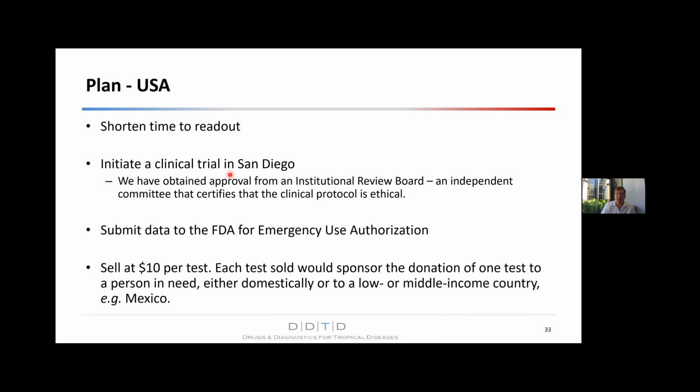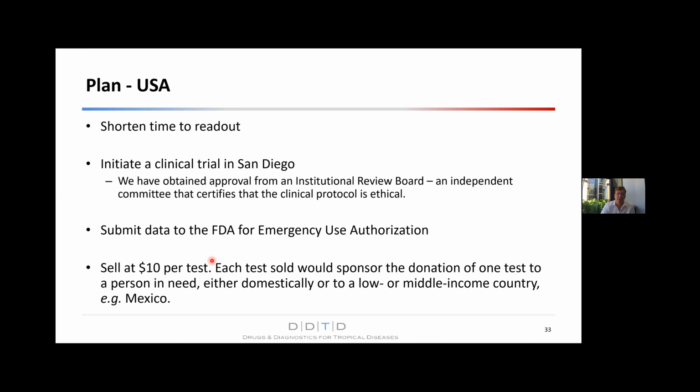So we have obtained approval from an institutional review board, which is essentially an independent committee that certifies that the clinical protocol is being conducted in an ethical manner. And after that, we'll submit data to the FDA for emergency use authorization.